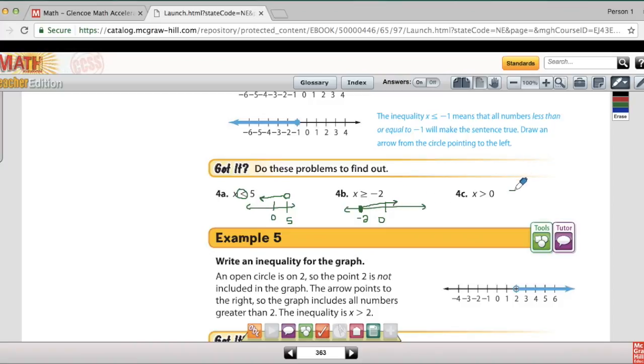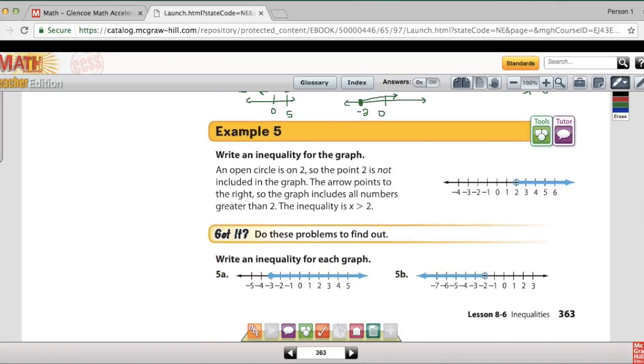And finally, x is greater than 0. I might just put -1, 0, +1. That's an open circle with an arrow going to the right. Lastly, example 5, it says to write an inequality.